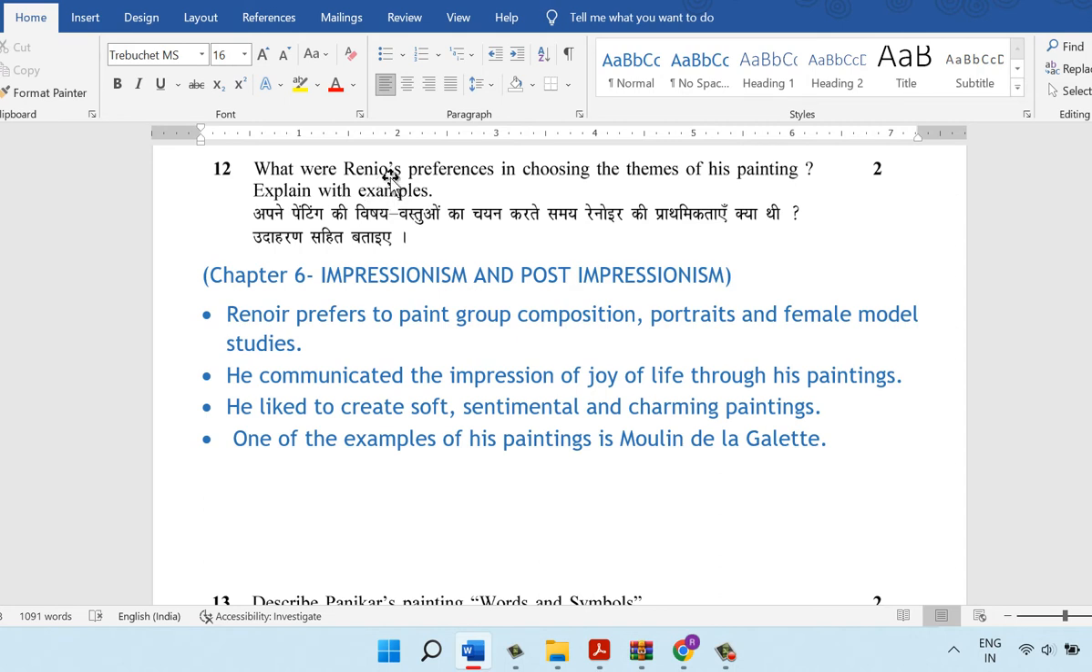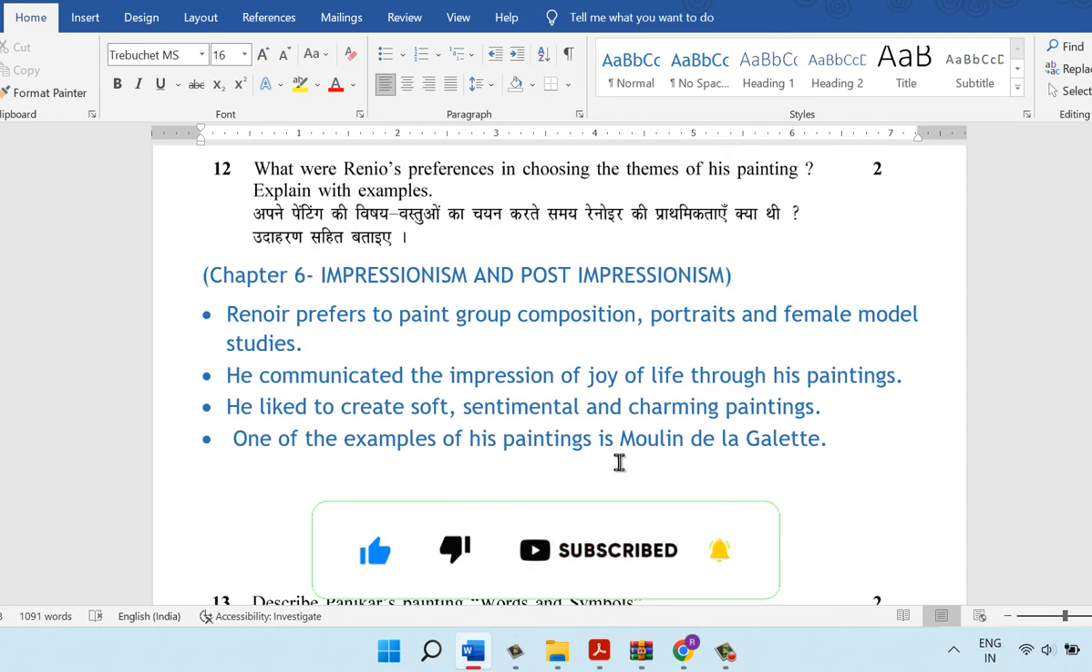This word Renoir is misspelled here. There is an R missing. Renoir preferred to paint group compositions, portraits, and female model studies. He communicated the impression of joy of life through his paintings. He liked to create soft, sentimental, and charming paintings.